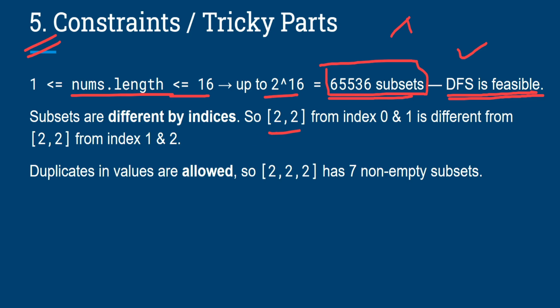Let's suppose 2 2 from indices 0 1, right? It is different from 2 2 from indices 1 1, because if we have 2 2 2, this value and this value, this value and this value, both indices are different, right? So duplicate values are allowed. So this has 7 non-empty subsets. You try to generate, you will see everything.